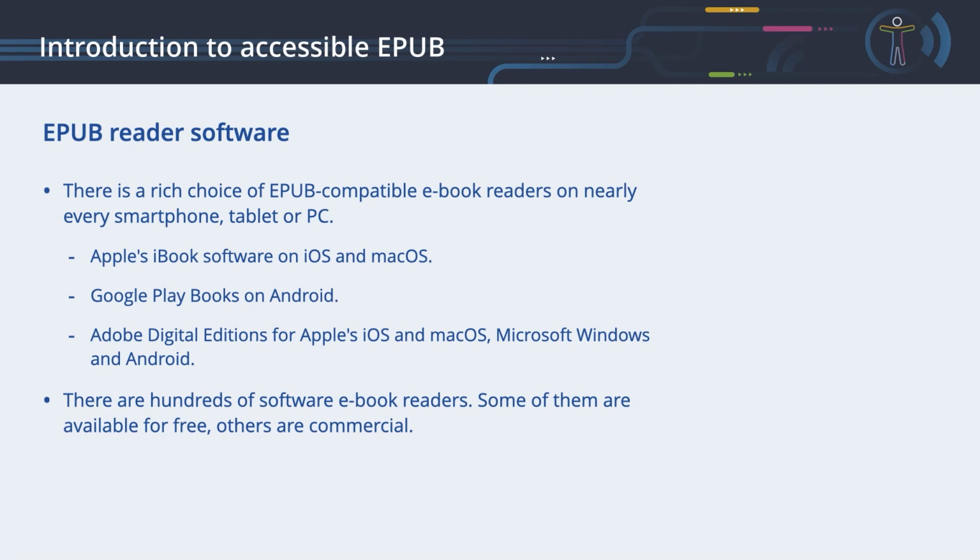There are hundreds of software ebook readers. Some of them are available for free, others are commercial. Some of them come as standalone software, others as a web browser extension. We selected the ones listed because they promote their usage with assistive technologies like screen readers on all available platforms. As smartphones, tablets, and PCs are capable of rendering media content, many of these readers can render audio and video embedded inside an EPUB.